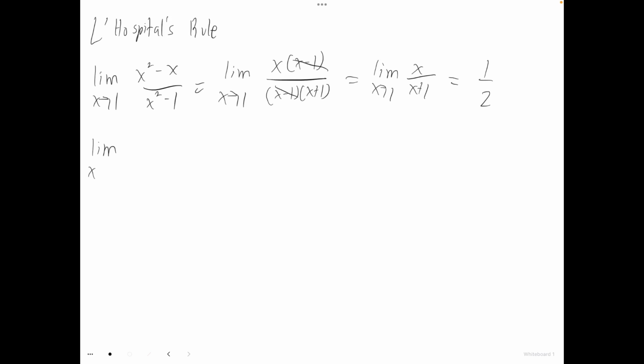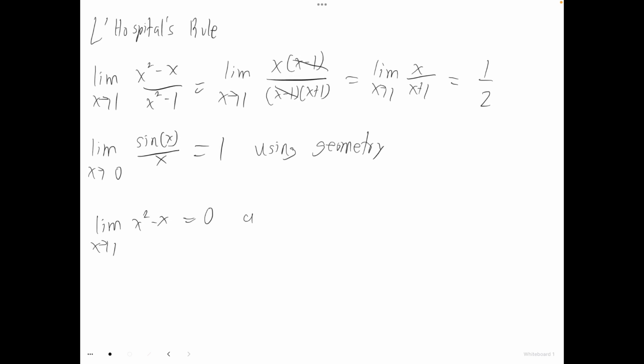We also computed the limit as x goes to 0 of sine of x over x, and we found that this was 1 using geometry. I'm not going to go through the whole argument again. But notice that these both have the property that if we look at the top and the bottom separately, they go to 0. In the first one, the limit as x goes to 1 of x squared minus x is 0, and the limit as x goes to 1 of x squared minus 1 equals 0. So both the top and the bottom are going to 0. The same thing is true for sine of x and x.